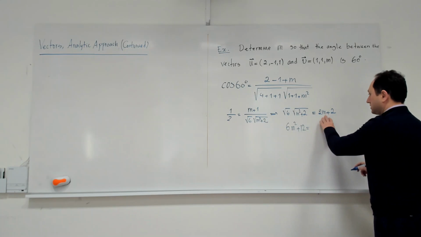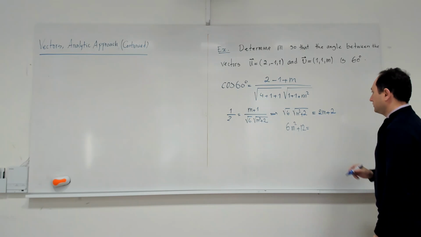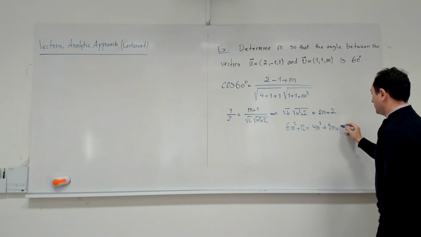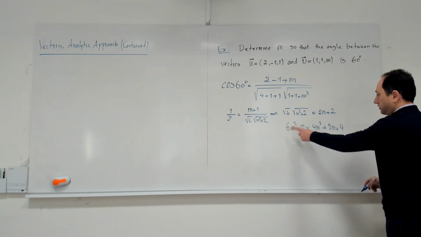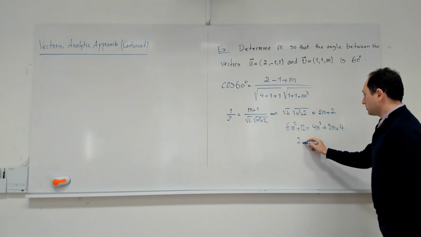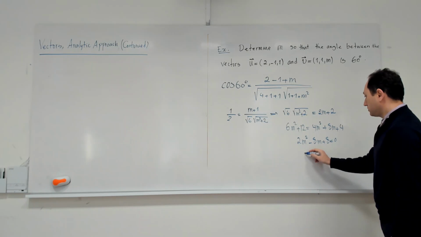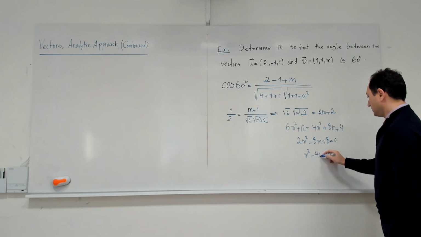But on the right hand side, when I raise it to power 2, I have to use the squaring pattern, so it becomes 4m squared, 2 times the first one times the second one, and the second one is squared. Then I move everything to the left, it becomes 2m squared minus 8m plus 8. I prefer to divide everything by 2 to make it simpler.